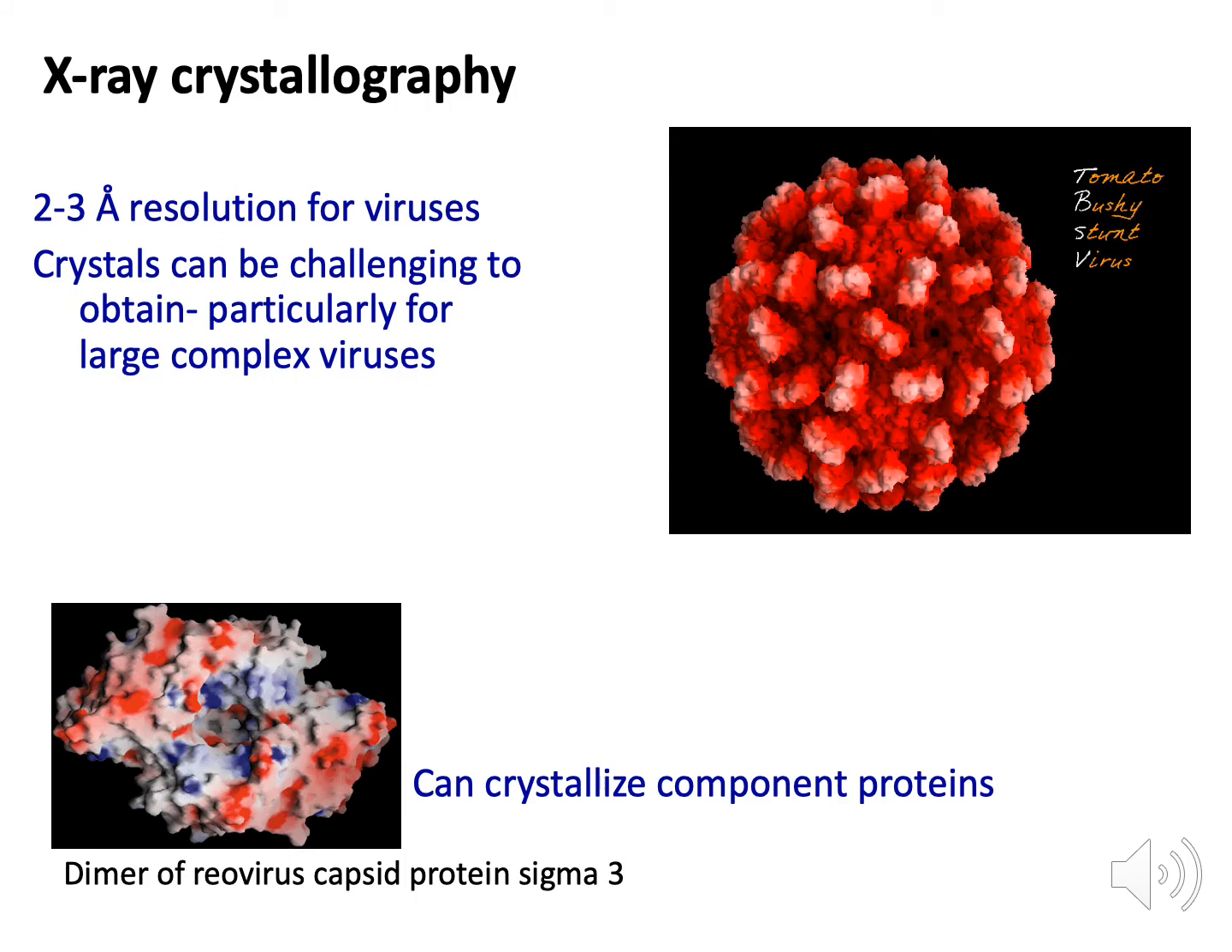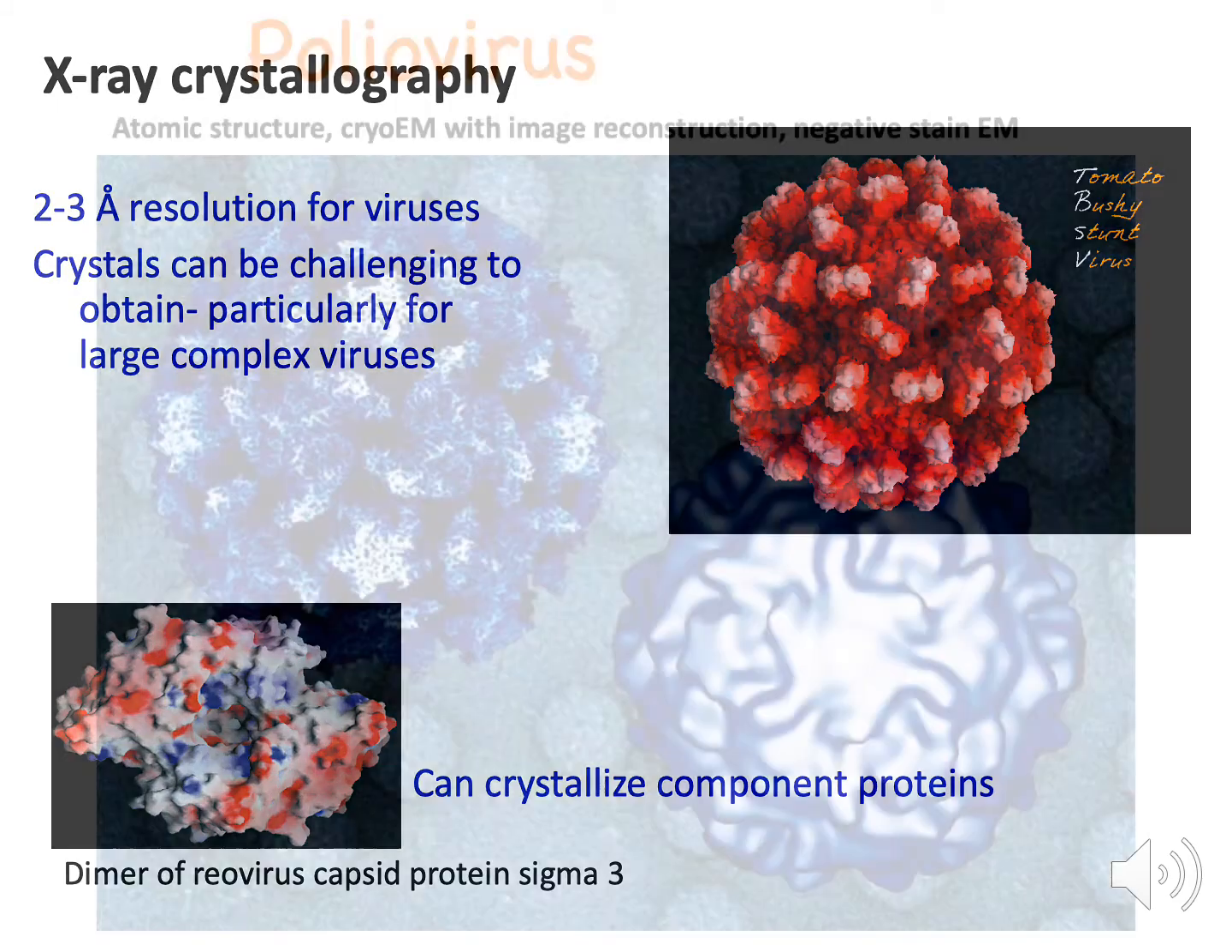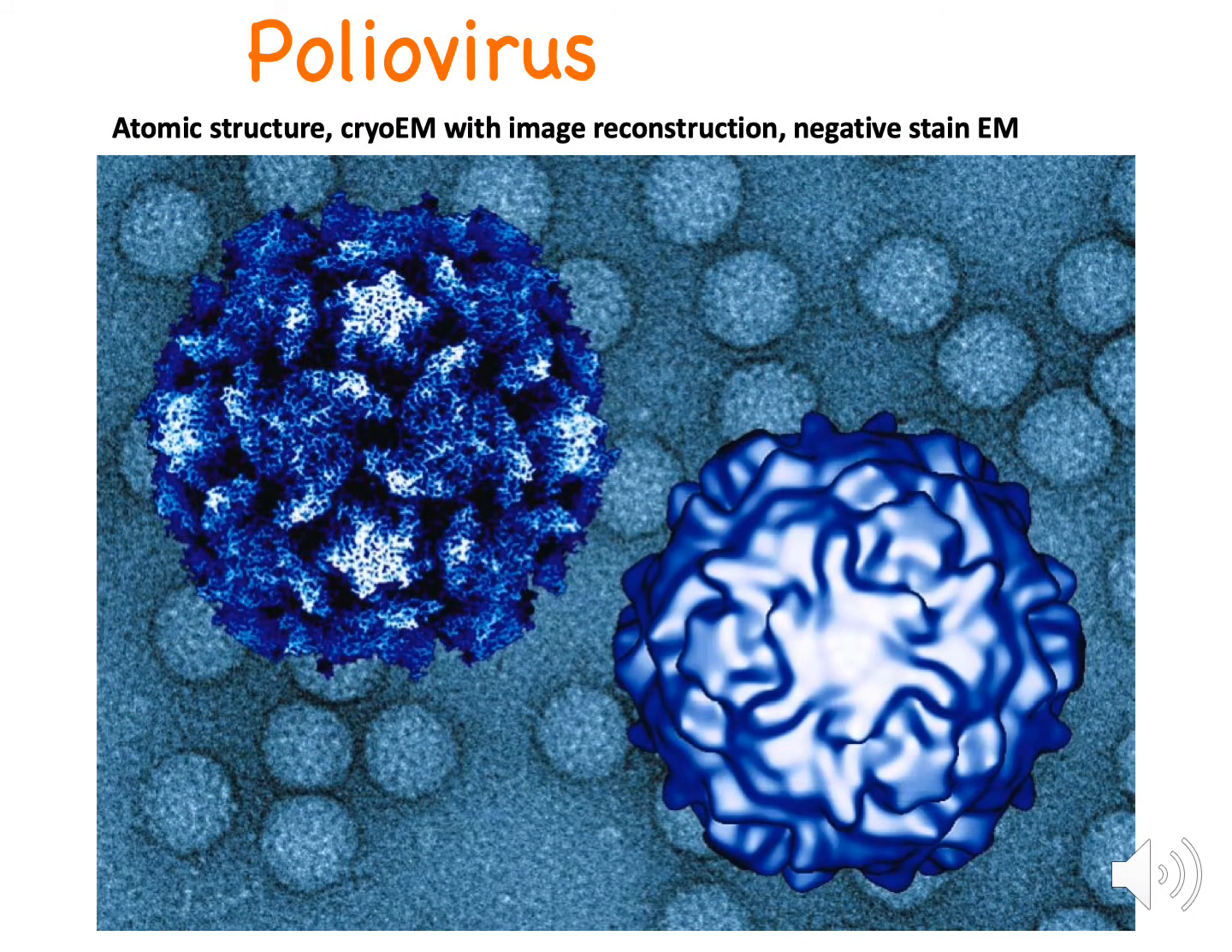And here on the next slide, you can see all three. You can see the atomic structure, you can see the cryo-EM with image reconstruction, and you can see a negative stain EM. So you get a sense by looking at the slide of the different levels of resolution.